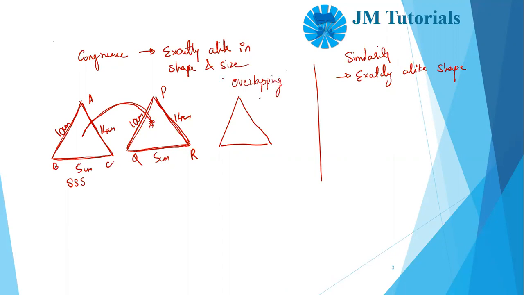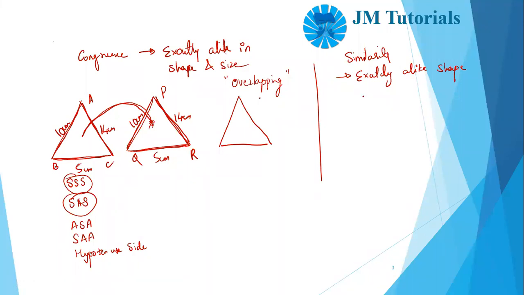Now, what are the tests which are there to prove congruence? One is SSS test, then SAS test, then ASA test, then SAA test, and finally there is the hypotenuse side test. I will go through all the tests once again. We have already done this in the 9th standard, but I will go through all the tests once again. Before that, let's go to similarity.